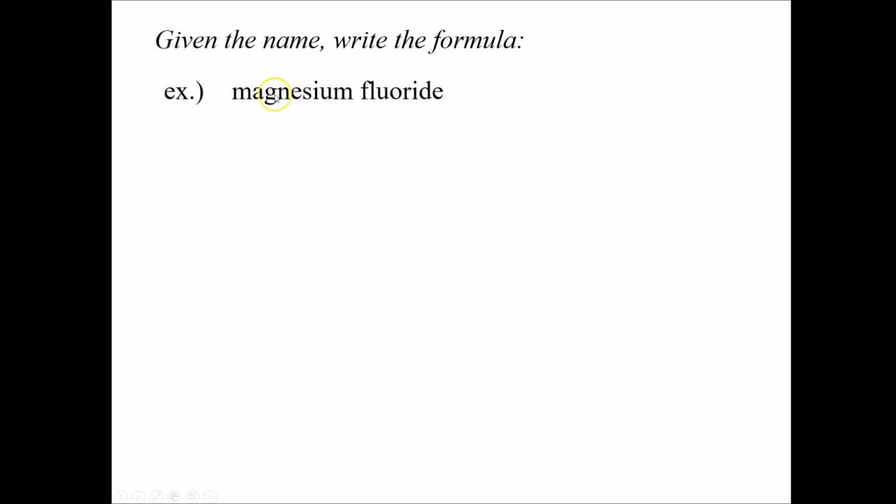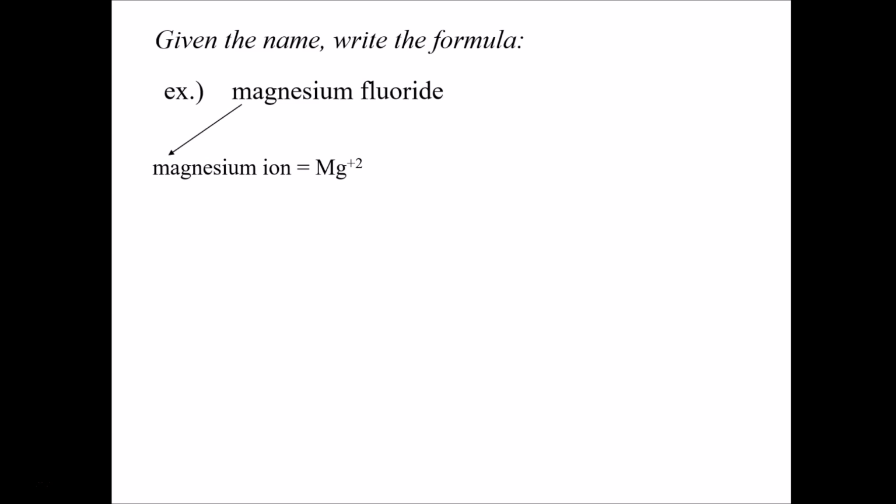So, magnesium fluoride. Remember, the first thing is always the positive, the second thing is always the negative. So magnesium is the positive. But how many positive? Well, the only way that I know is I'm going to have to look up the periodic table. Look up magnesium. Where is it? Magnesium is in group 2. If it's in group 2, then it's always a positive 2, right? So magnesium is Mg positive 2.